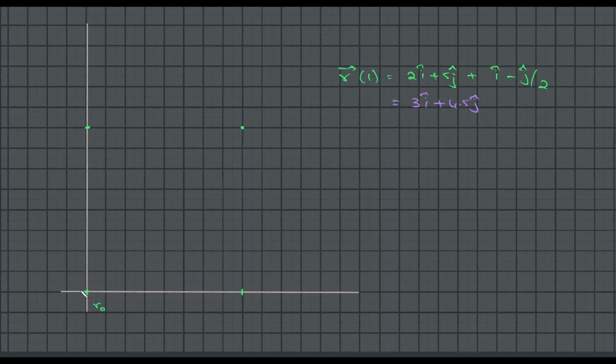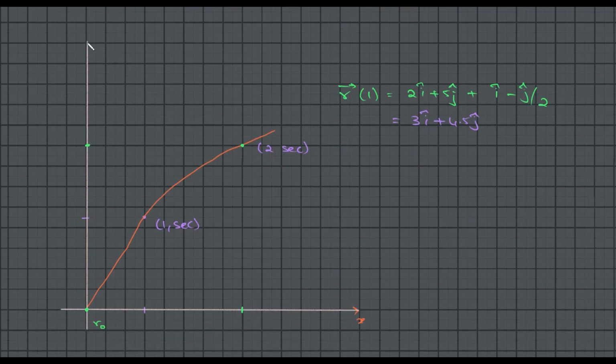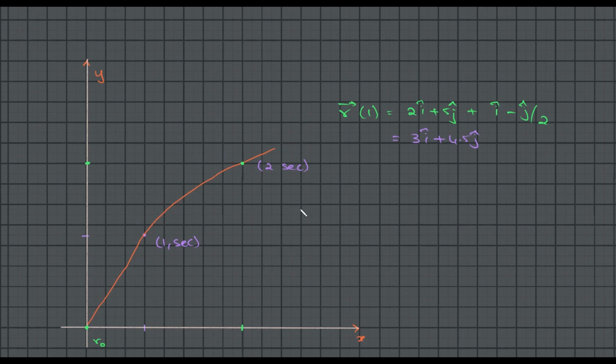The particle is basically after 1 second at 1, 2, 3, and 4 point this. So this is at 1 second, and this is at 2 seconds. So basically the particle is moving something like this. Okay, guys, so that's your X and Y axis.